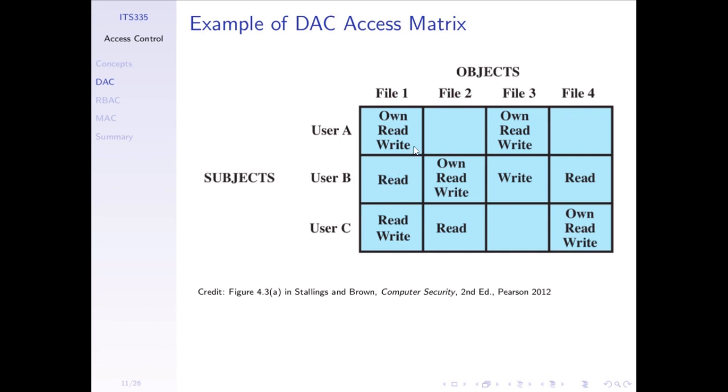So he doesn't have access to write, or he doesn't own that file. If I talk about file 2, user A doesn't have any access to this file 2. But user B owns that file, he can read it, he can write it. Similarly, user C can read that file or he can write file A. But file 2, he can only read it, he can't write or modify anything. So this is an access matrix.